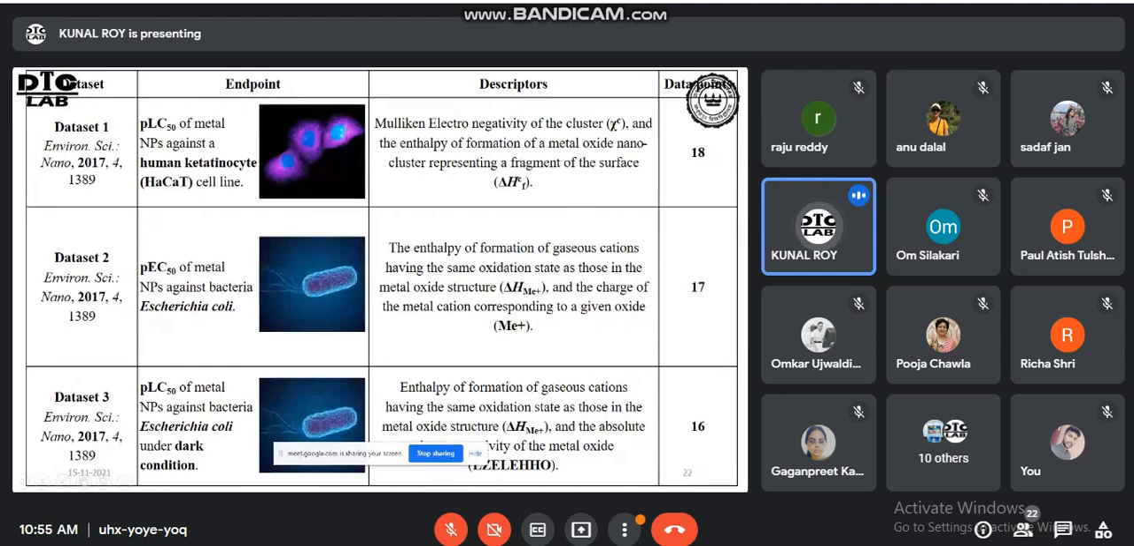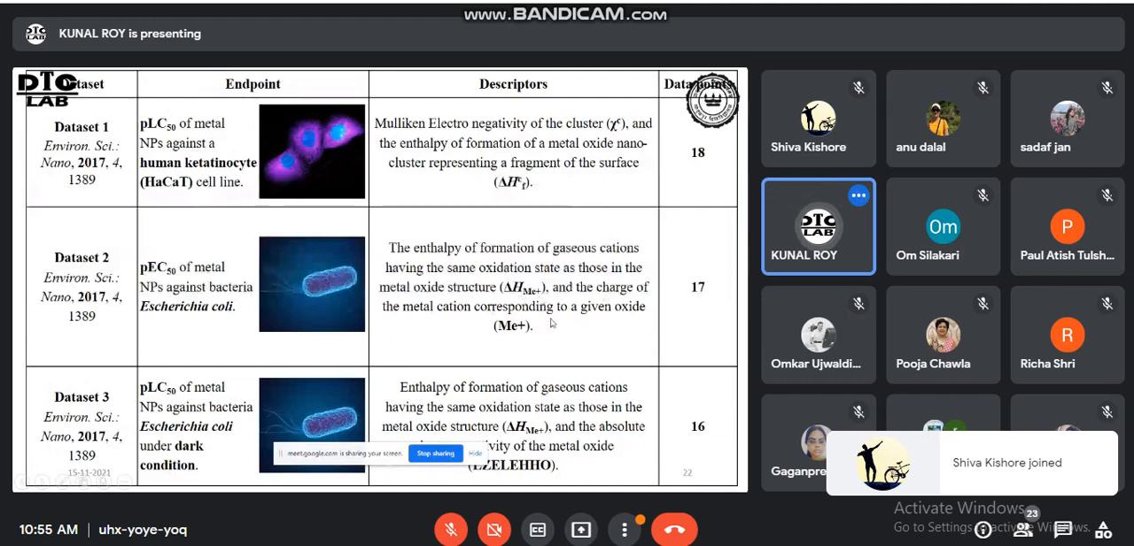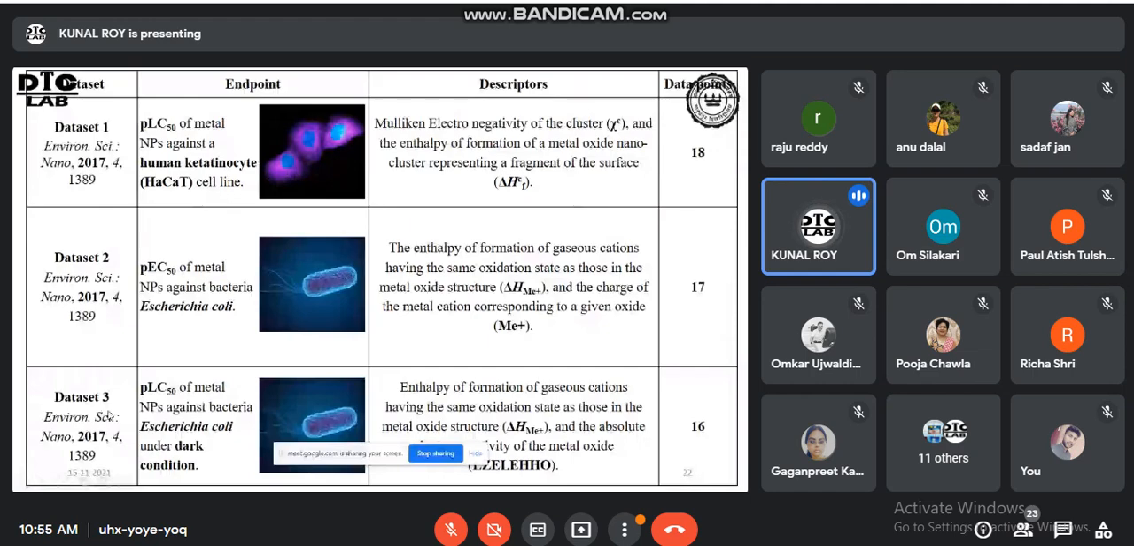And the second data set is PEC50 value of metal nanoparticles against bacteria E. coli. Here the descriptors are the structure and charge of the metal cation corresponding to a given oxide. Here the number of data points was 17. And data set 3 is PLC50 of metal nanoparticles against bacteria E. coli under dark condition. Here also we use the same descriptors and one additional descriptor. But here the descriptor is not important for us to understand the algorithm.